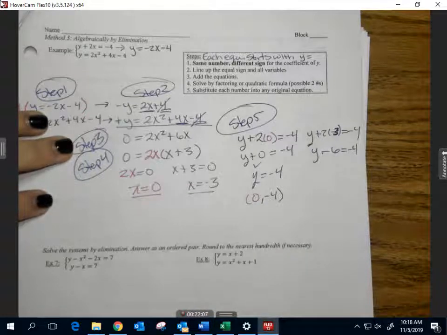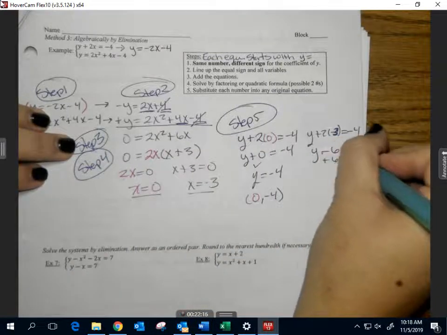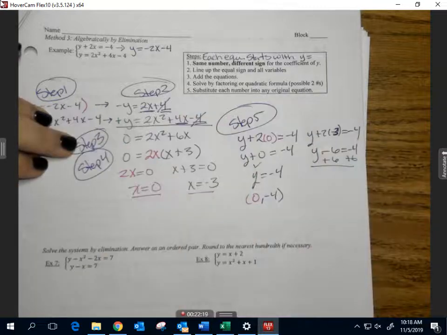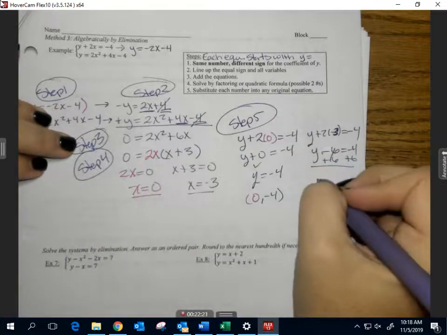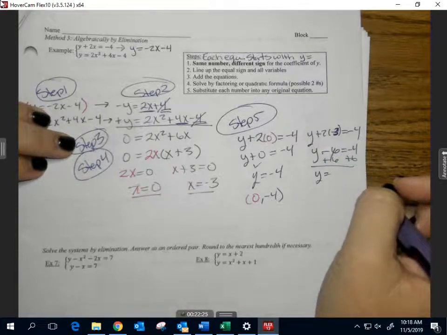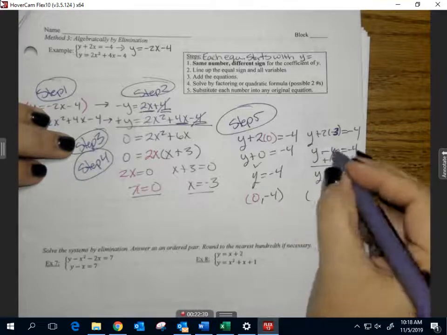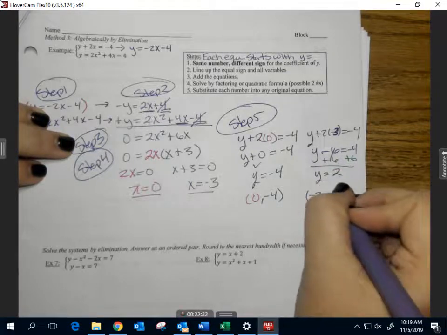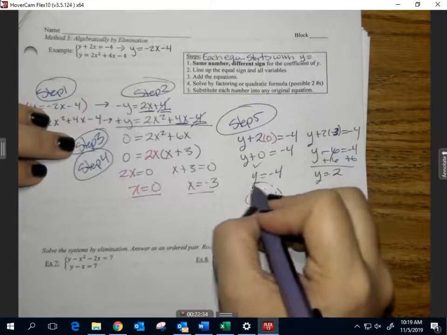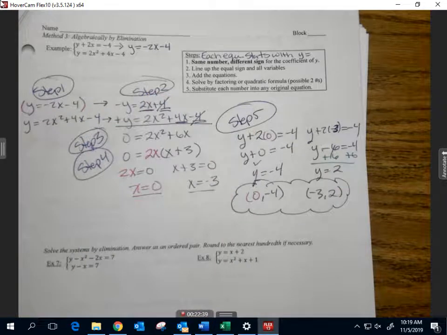So either you could do mental math here and just say, okay, what minus 6 gives me negative 4? Or we could add 6 to both sides, if you can't think of that mentally, and we get y is equal to, what's negative 4 plus 6? 2. So y equals 2. So my second point is negative 3, 2. So here are my 2 solutions for this system.